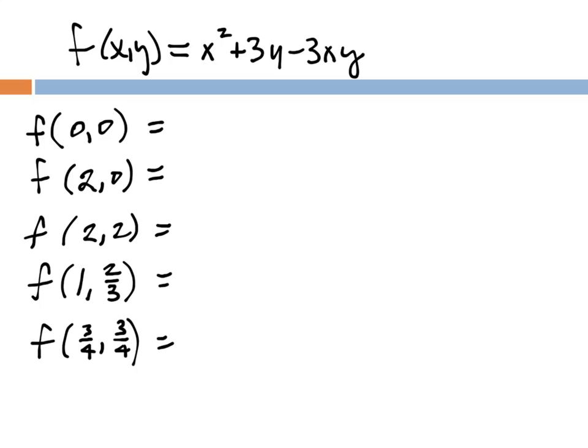Does anyone have the f of 0, 0 yet? Okay, that one's 0. Good. What about 2, 0? 4. Anyone have 2, 2? Negative 2. Those ones are quick and easy to do without thinking too much. The others are a little more complicated because of the fractions involved and some squaring. So what is f of 1 2/3? 1. Okay. And how about f of 3/4, 3/4? 9/8 is correct.